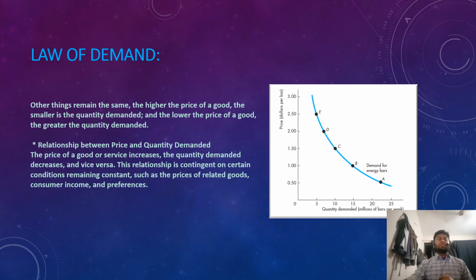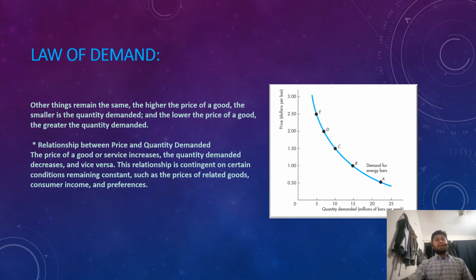We know the law of demand: other things remaining the same, the higher the price of a good, the smaller the quantity demanded, and the lower the price of a good, the greater the quantity demanded. This means when the price of a good is high, then demand is low, and when the price is low, then demand is high.